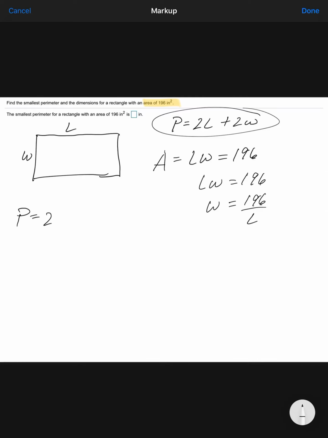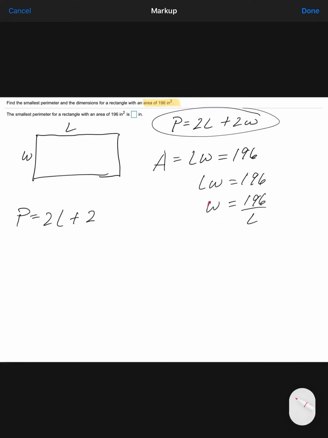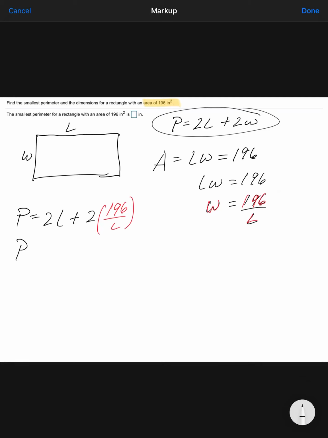So we have 2L plus 2W, and I'm just gonna change this color to let you see that W is 196 over L. Just put it in red, 196 over L. We've changed nothing. All we did was substitute in. Now we have one variable that we're dealing with, so let's simplify.